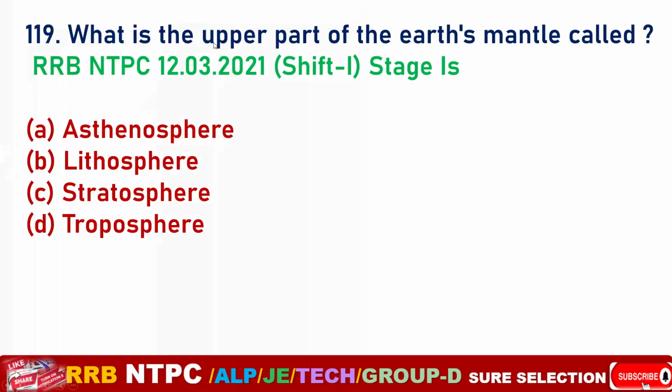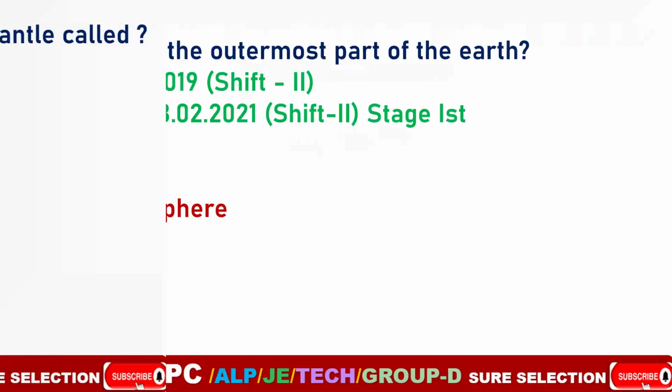What is the upper part of the earth's mantle called? The next chapter is chapter 3. We are discussing the earth, now the internal structure of the earth. What is the upper part of the earth's mantle? That is called the asthenosphere.